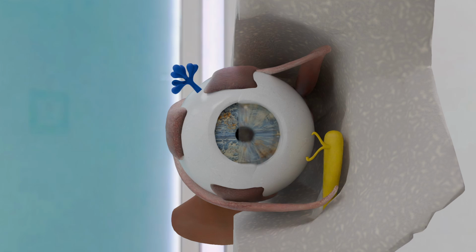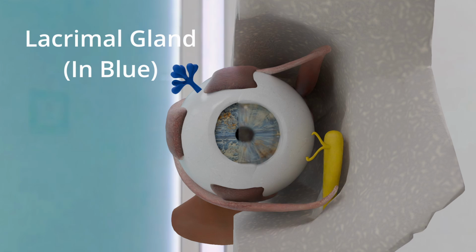We're going to take a look at your lacrimal system. In blue, right there, you're going to see your lacrimal gland. That's going to create the aqueous portion of your tear film. And also when you cry, your tears are going to come from this gland.